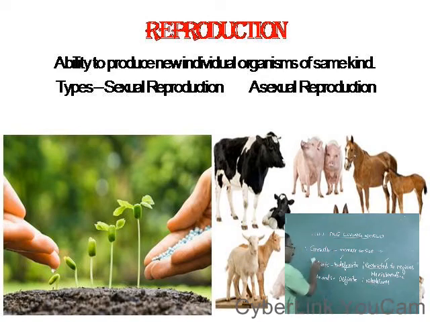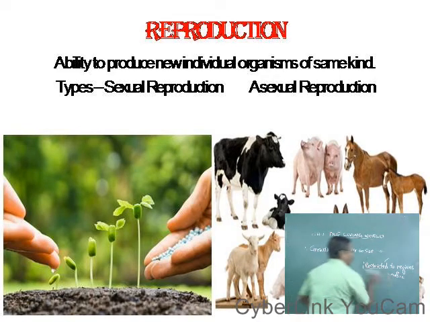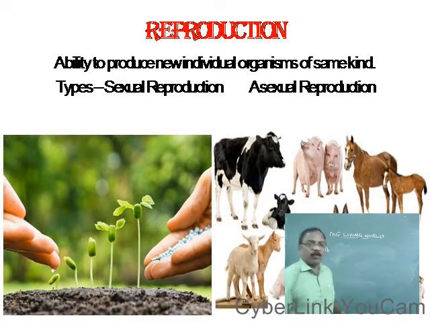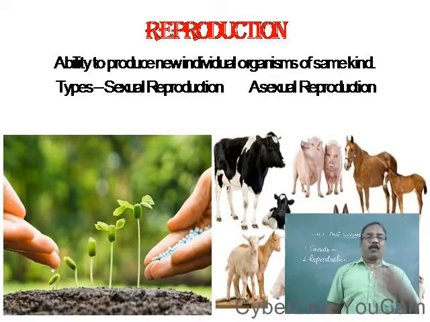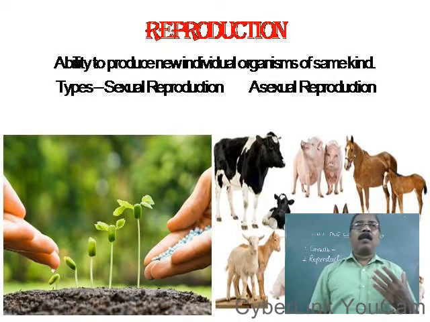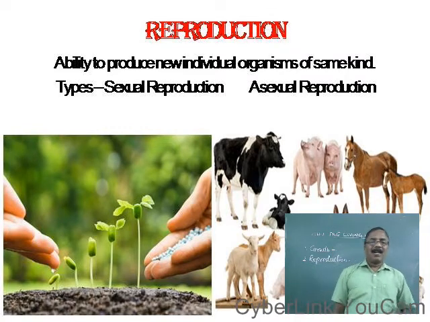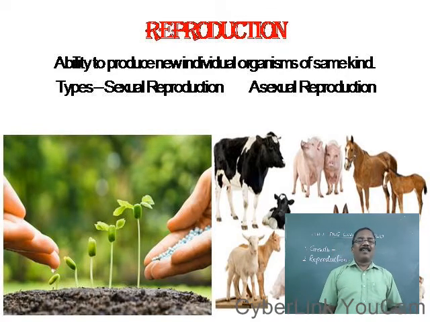Now we will go for the second character shown by living organisms. First one, growth. Another example, we will go for reproduction. Reproduction, the second character we are going to explain. We are going to find some details. What is reproduction? It is the capacity of living organisms to produce its own kind.